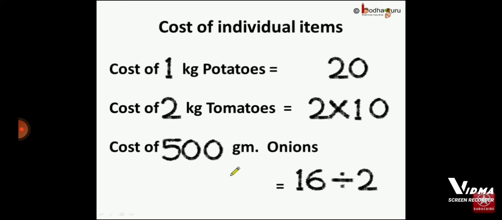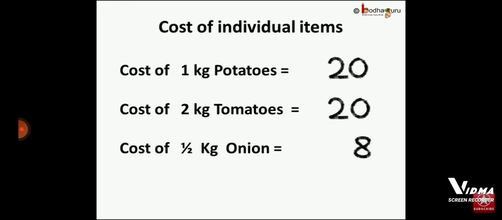Same is happening with the onions. We know the value of 1 kg. We have to find the value of 500 gram, that means half of a kg. So 1 kg is rupees 16, so we divide it by 2, and we get 8. So now we have the actual amounts of our purchasing: 1 kg potato 20 rupees, 2 kg tomatoes 20 rupees, half kg of onion equals 8 rupees.